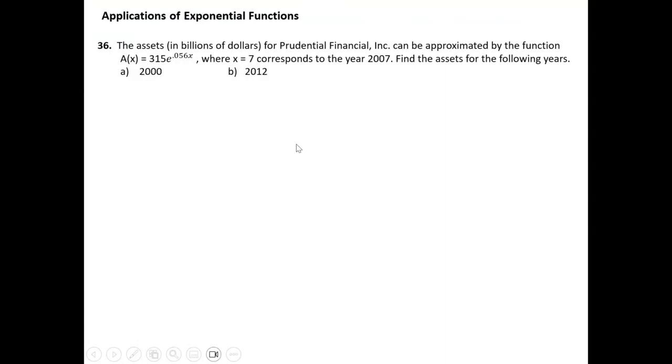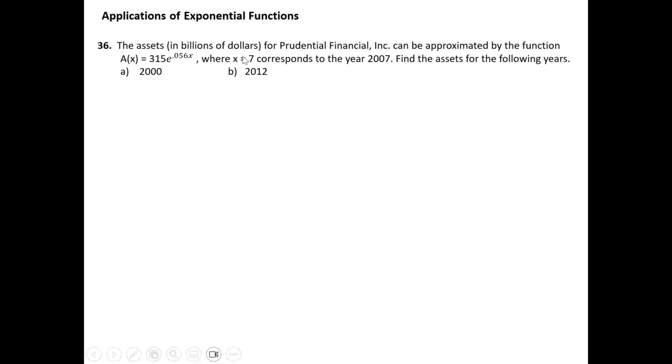Now, this is how you apply it in real life. Okay, this is number 36. It says, the assets in billions of dollars for Prudential Financial Incorporated can be approximated by the function A(x) equals 315 e to the power of 0.056x, where x equals 7 corresponds to the year 2007. Find the assets for the following years.